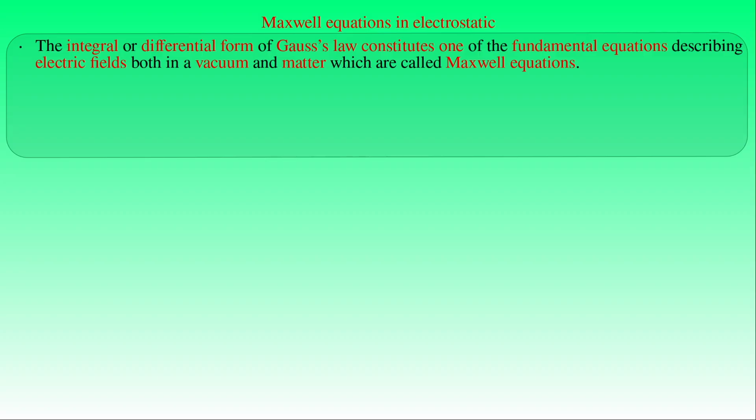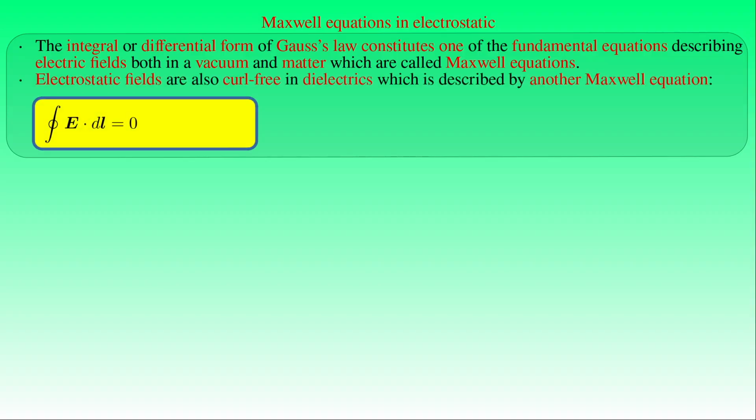As already explained, the electric field lines always originate and end on free or polarized charges. Hence, there are no closed electric field lines and the field is non-rotational even within dielectrics. Consequently, the other fundamental law of electrostatics derived for a vacuum also applies to dielectrics, according to which the line integral of the field strength E along any closed curve is equal to 0. This means that the electrostatic field E is curl-free not only in a vacuum but also in dielectrics, which constitutes another Maxwell equation in electrostatics.